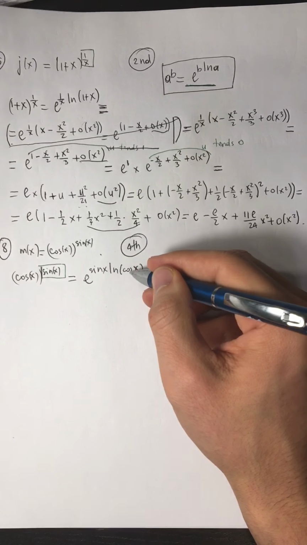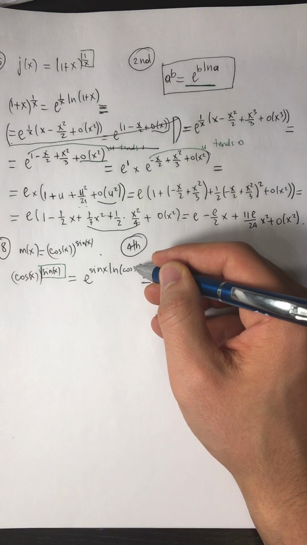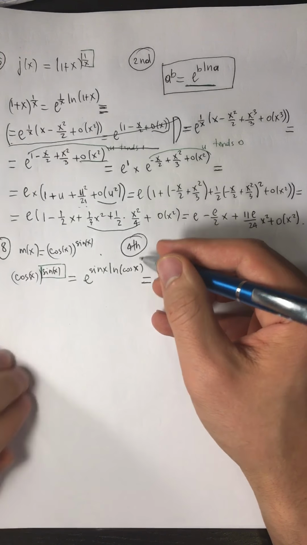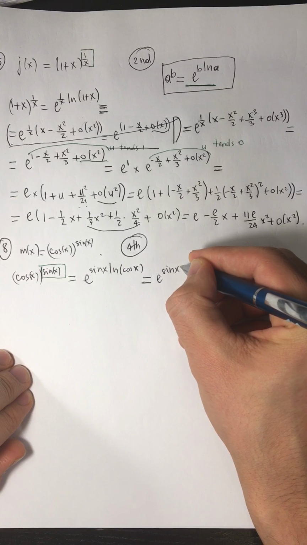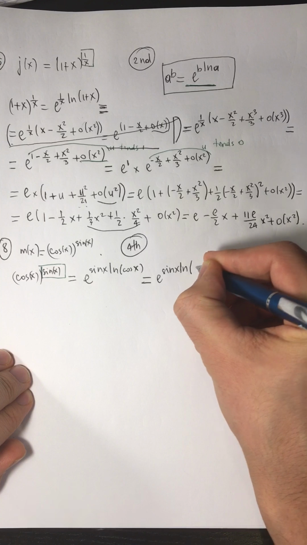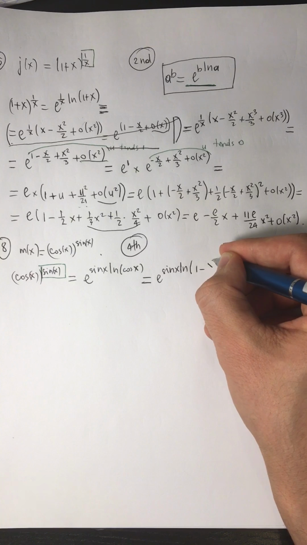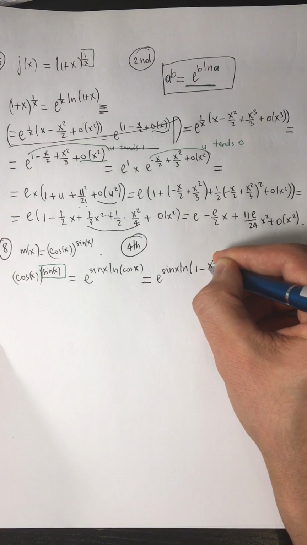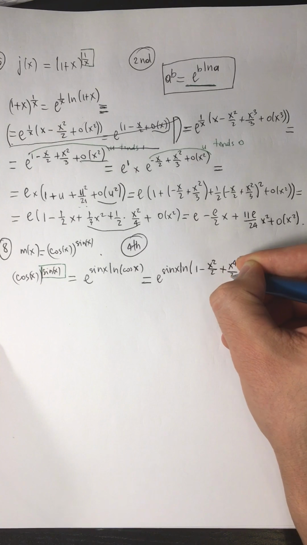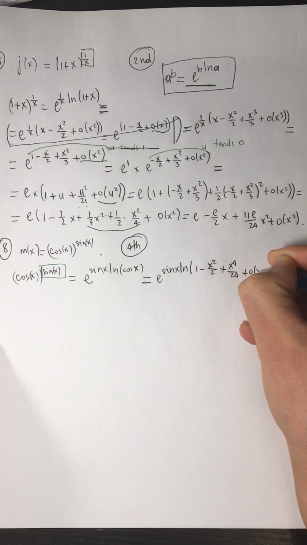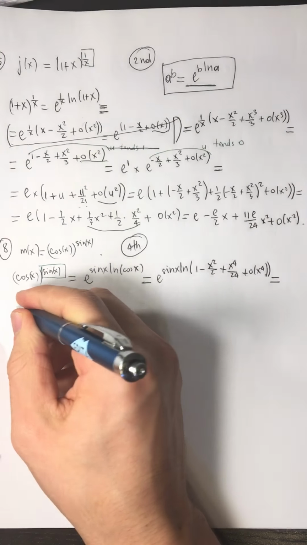And in here, in ln, you don't see anything like 1 plus x. We have cosine x here. That's the reason why first we take care of cosine x. So e to the sine x here, and then ln of cosine x, 1 minus x square over 2, I'm using the basic formula, plus x to the 4 divided by 24 plus o(x to the 4), right? And then I continue.